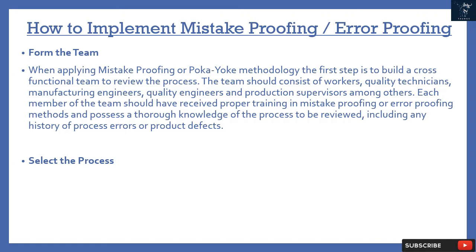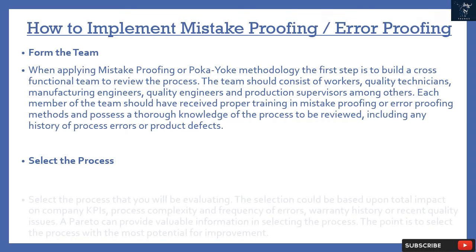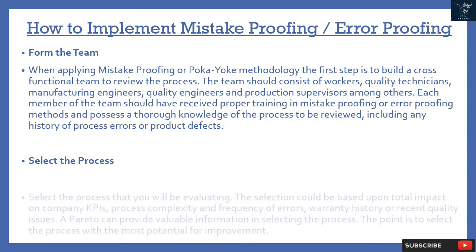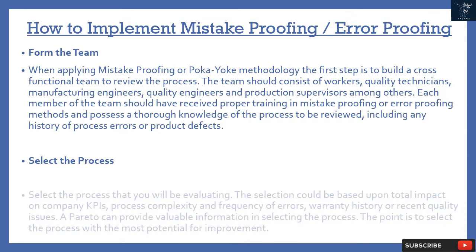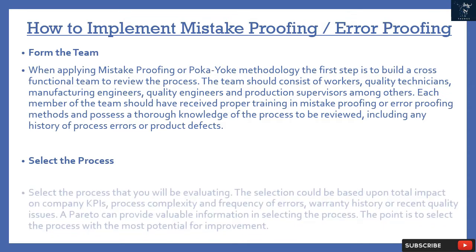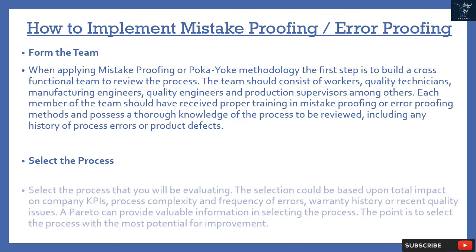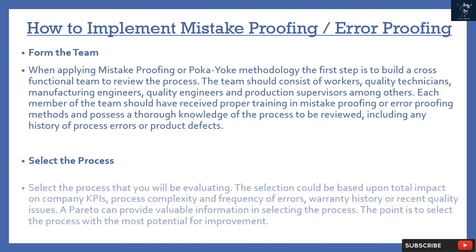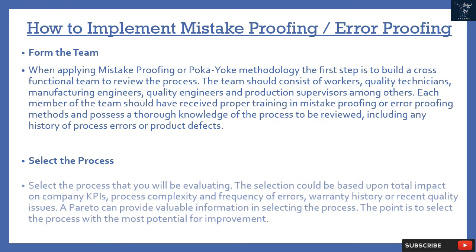Select the process that you will be evaluating. The selection could be based upon total impact on company KPIs, process complexity and frequency of errors, warranty history, or recent quality issues. A Pareto can provide valuable information in selecting the process. The point is to select the process with the most potential for improvement.